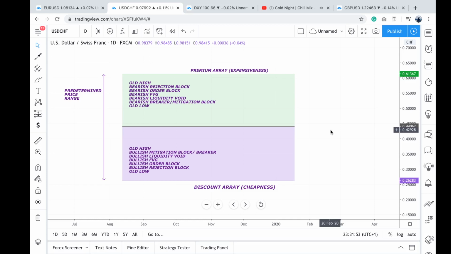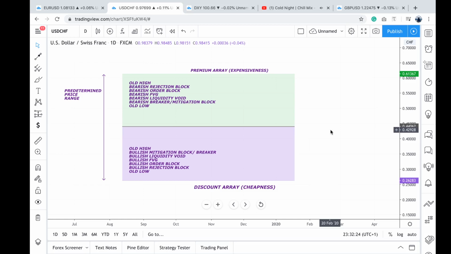Remember what I showed you guys in the previous video, whereby you identify a range and then you pull up your Fibonacci to find the midpoint of that range. That is basically the same thing you want to do. You want to identify your range, and once you identify that range, you pull up a Fibonacci to get the midpoint of your range. So anything above the 50% of the midpoint is called expensiveness. At that point, you don't really want to focus on buying.